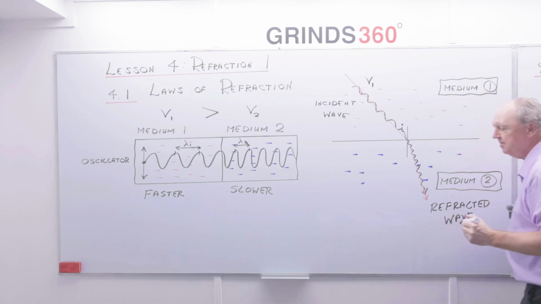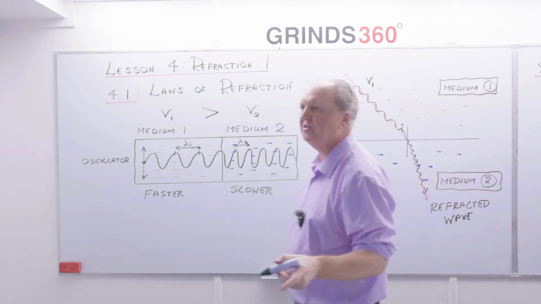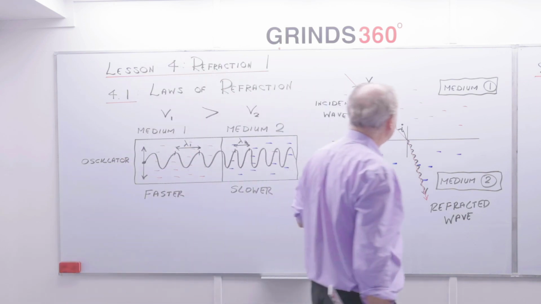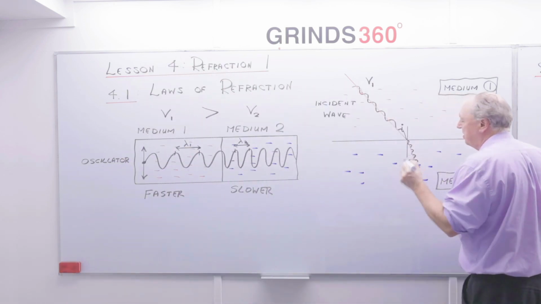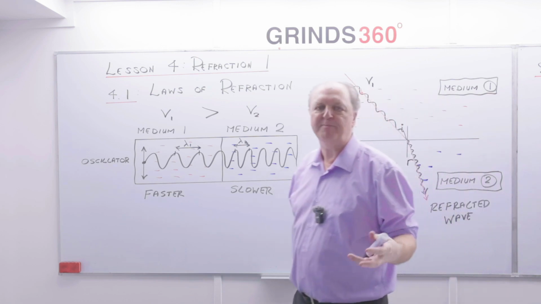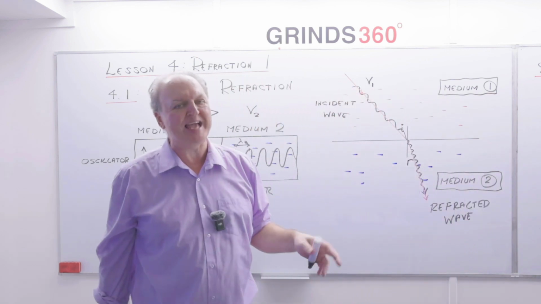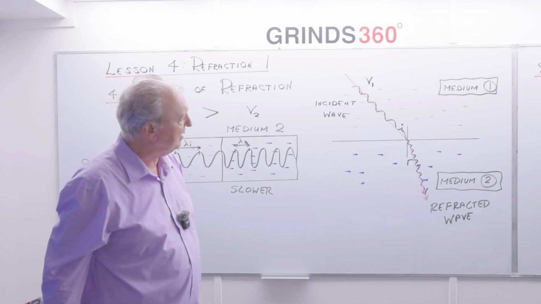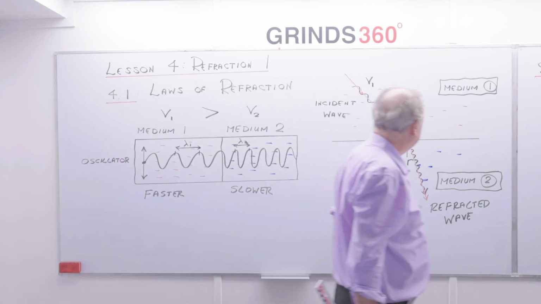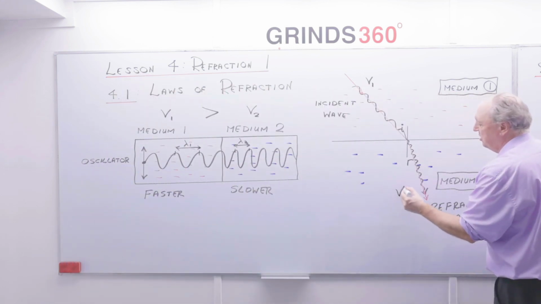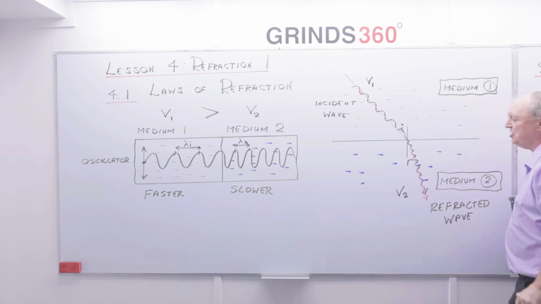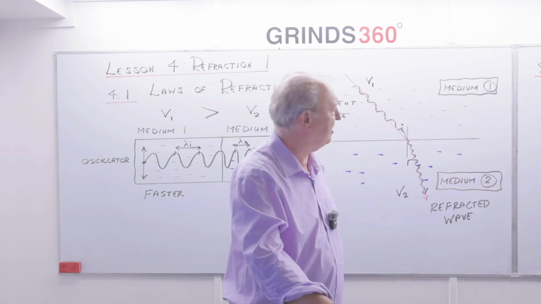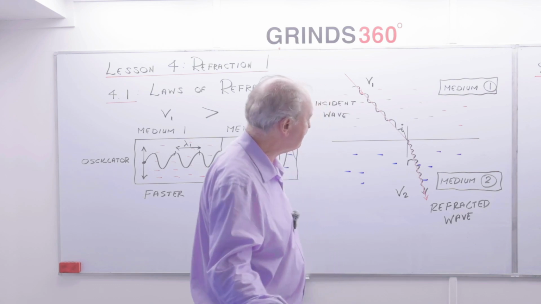The angle the refracted wave makes with the normal is called r, the angle of refraction. But don't mix that up with r in the previous lesson, where r was called the angle of reflection. It's all about context here. The speed here has changed to v2, and the wavelength has changed to lambda 2. So the speed is slower because it's moving in a slower medium.